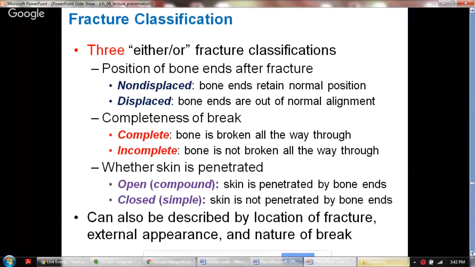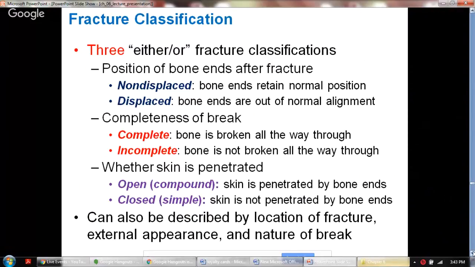So fractures we can classify due to these reasons: based on the position of the bone ends after the fracture, the completeness of the break, or whether the skin is penetrated. If the bone ends retain their normal position, we call them non-displaced fractures. If the bone ends are out of the normal alignment, we call them displaced fractures.